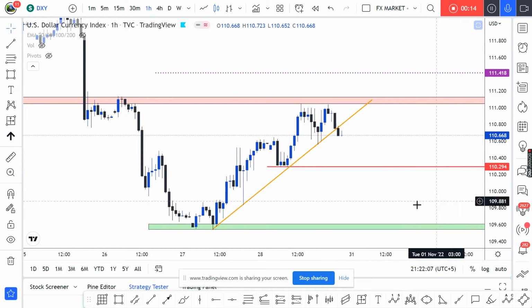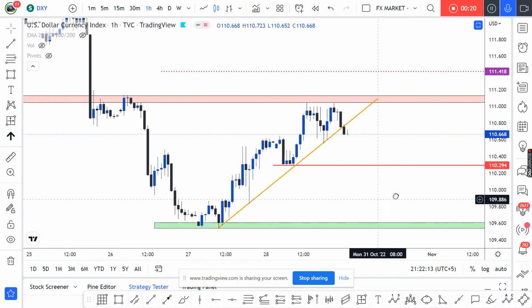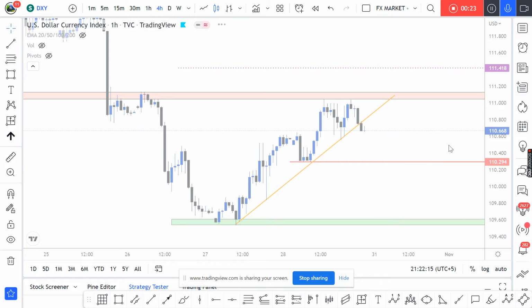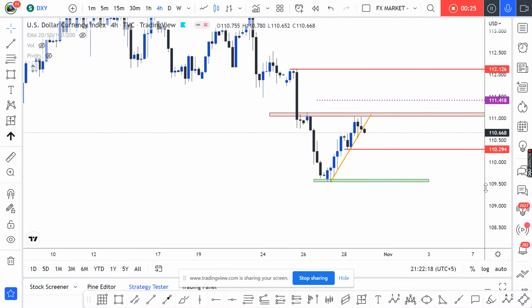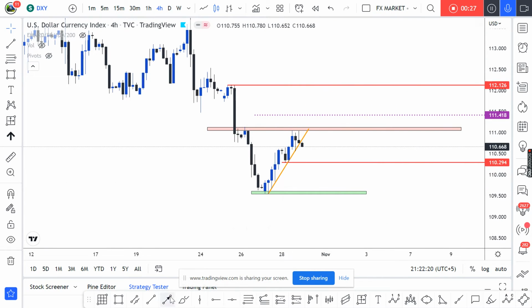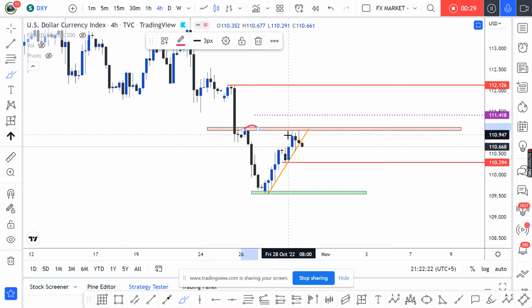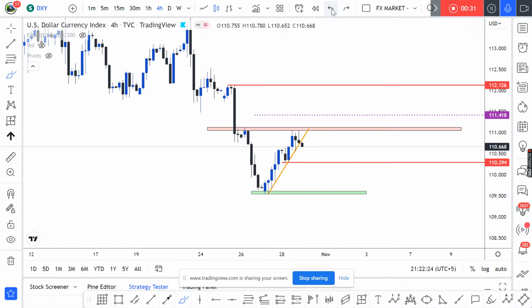So let's start our analysis of today for the next week. Let's start the analysis from dollar index DXY. In the DXY, you can see that price was in the short-term uptrend. In the 4-hour time frame, you can see that price formed this type of double top market structure, which shows some kind of rejection and some sort of bearishness in the market.